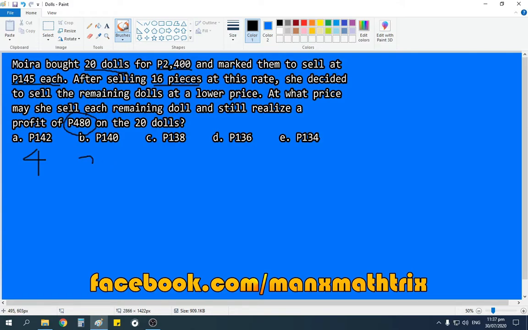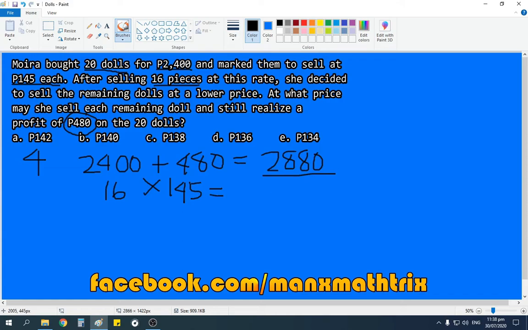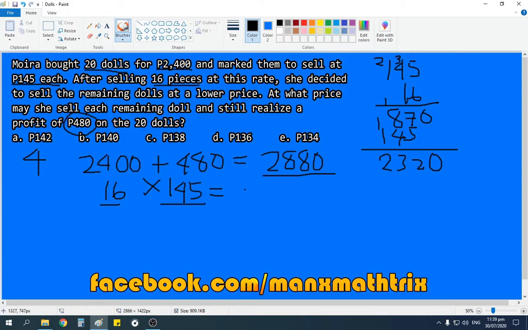You need to consider ng 2,400 ang kanyang kapital. So kung meron siyang profit na 480, ang ibig sabihin, ang bago niyang pera is mag-add ka lang ng 480. So ang bagong total niyan is 2,880. So now meron ka ng bagong total na 2,880. And then nabenta na niya yung 16 pieces na dolls at 145 each. So let's multiply that. So yung 16 dolls na binenta niya ng 145 each is meron siyang kita no na 2,320.